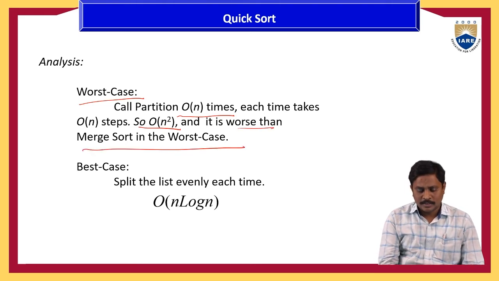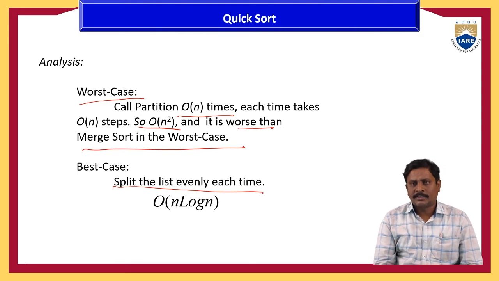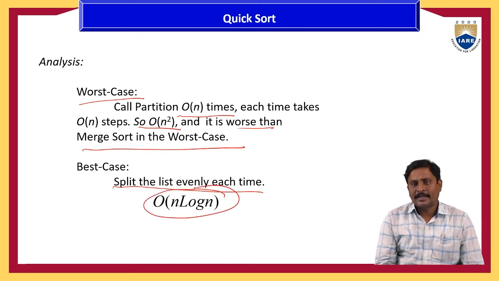Best case is when we split the list into two subarrays. Then the time complexity is big O of n log n. Once again, the worst case time complexity of quicksort is big O of n square. In the best case, we split the given array into two subarrays, so the best case time complexity is big O of n log n.